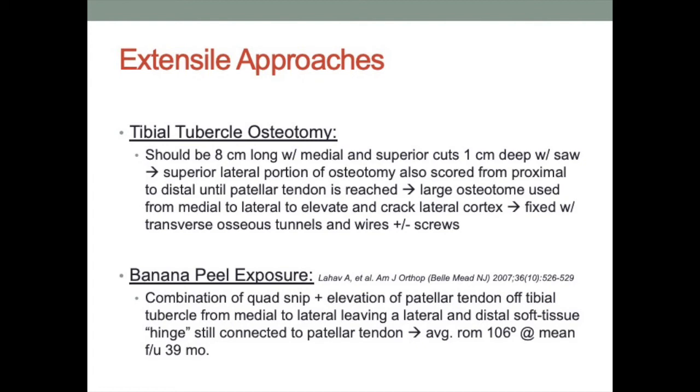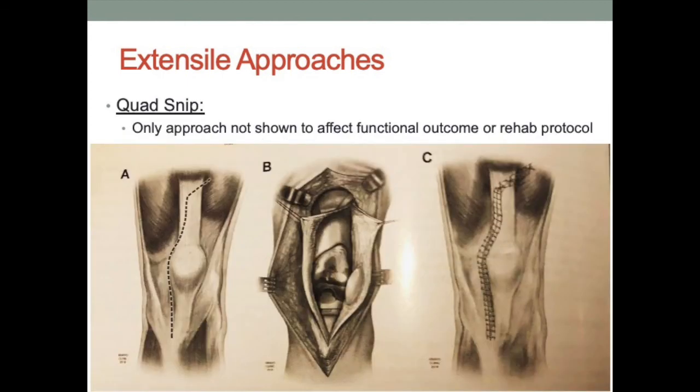The next is this banana peel exposure, where basically you have a quadriceps snip and then you elevate the patellar tendon off of the tibial tubercle from medial to lateral, but you leave the lateral and distal soft tissue attachments to the periosteum and retinaculum and everything else that's there intact. Then at the end, you just close it back down and it actually has surprisingly good results. Quadriceps snip is the only extensile approach not shown to affect the functional outcome or the rehab protocol, so you don't have to immobilize them or restrict their extension strength and all of that stuff.